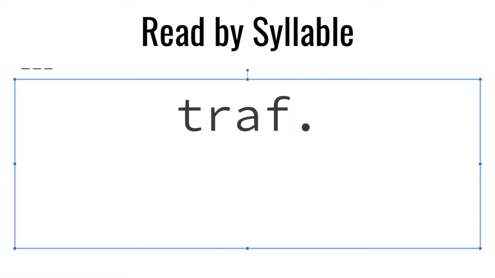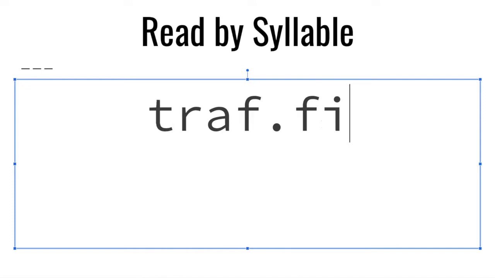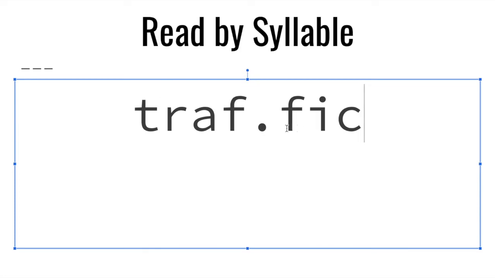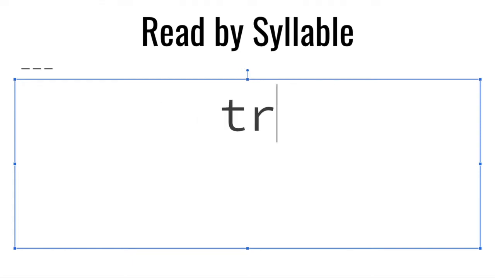Try that syllable. Sound, traff. Good, traff. Next syllable. Short I, thick. Try for the whole word. Traffic, traffic. Good. Next word.